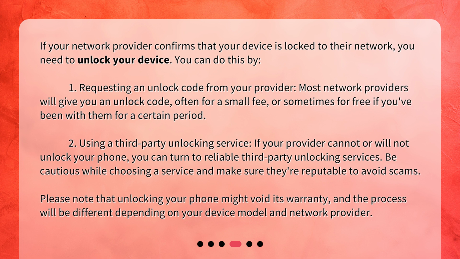2. Using a third-party unlocking service. If your provider cannot or will not unlock your phone, you can turn to reliable third-party unlocking services. Be cautious while choosing a service and make sure they're reputable to avoid scams. Please note that unlocking your phone might void its warranty, and the process will be different depending on your device model and network provider.